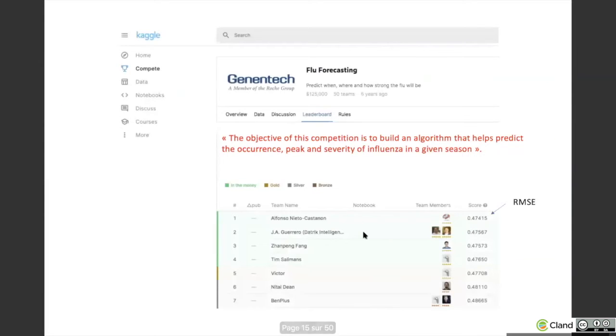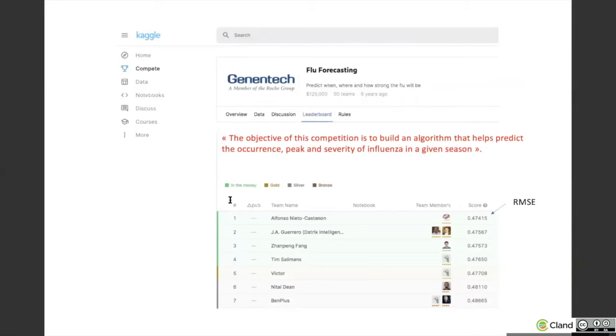So here you have the results obtained for the first 7 participants out of 15. On the last columns here, you can see the root mean square error. The winner here was Alfonso Nieto Castanon. But the second one had a root mean square a bit higher, you see, but it was not a big difference, and so on.